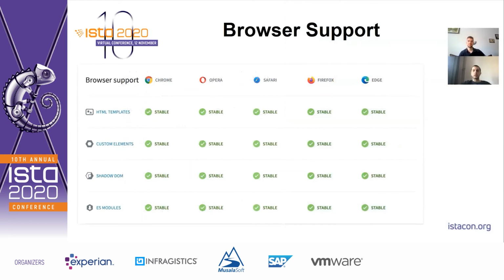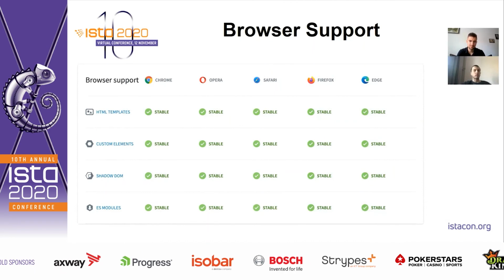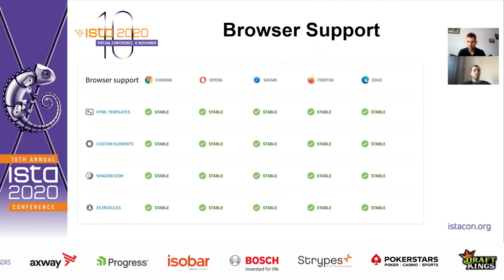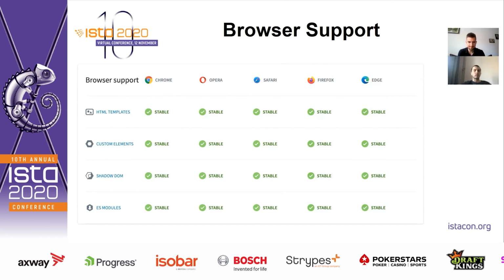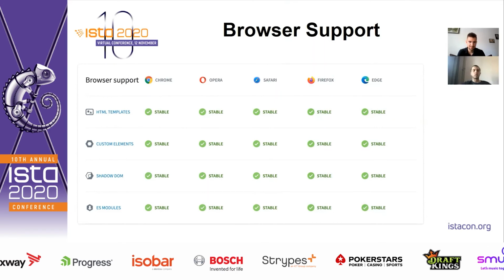After mentioning so many new things, I think it is the right time to share the browser support. Here on the left of this table, you can see the three APIs that web components are based on: HTML templates, custom elements, and Shadow DOM. As you can see, they're all stably supported in all major browsers.